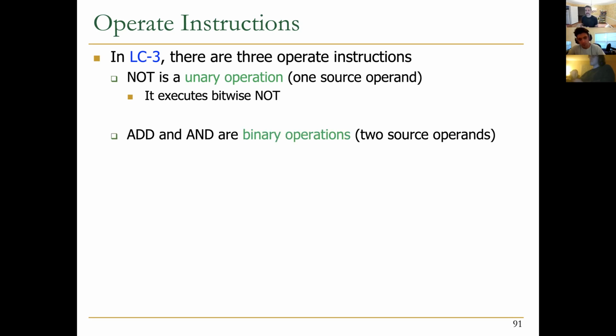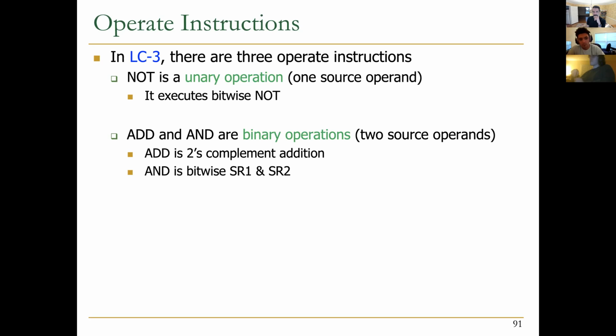We have binary operations, ADD and AND, where it requires 2 operands, and is, for example, a bitwise operation between source register 1 and source register 2. ADD is a 2's complement addition. You know that, like how to do the 2's complement addition.